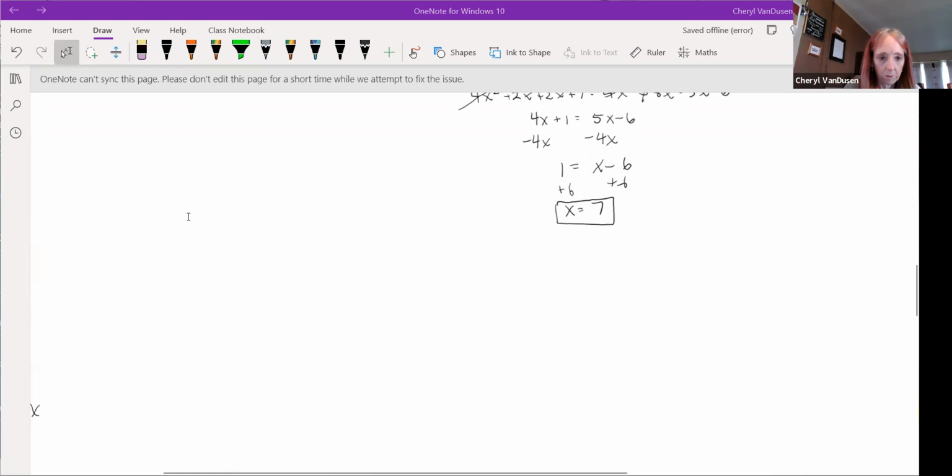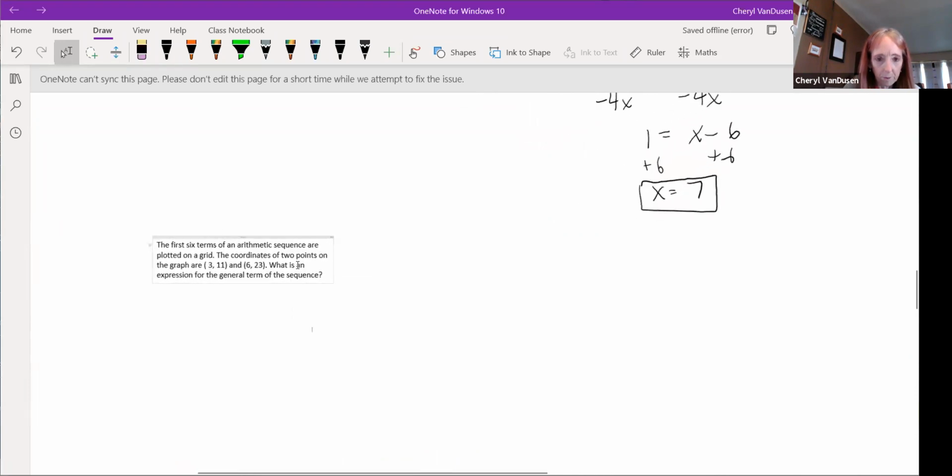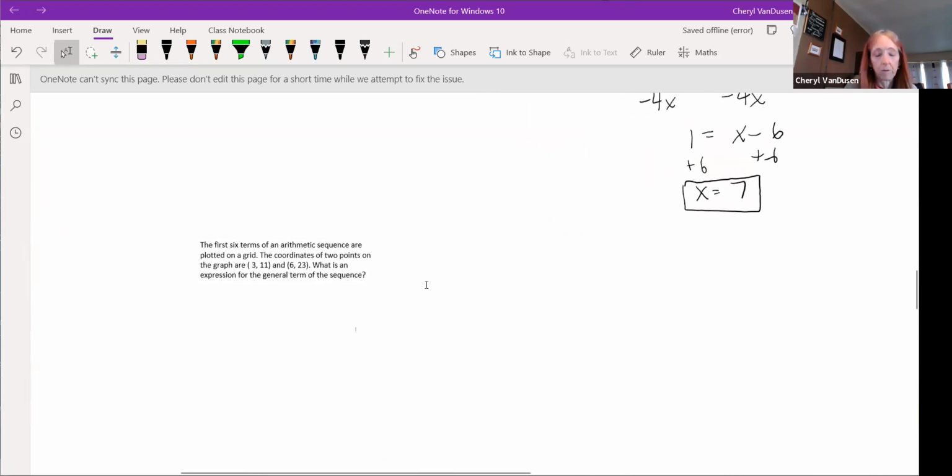All right. So it should come up nice and clearly on the board. And it's not as big as I'd like, so I'm just going to make it a little bit bigger. Hopefully that's okay. If you are here and you can't read that, let me know if it's too small. It says: the first 6 terms in an arithmetic sequence are plotted on a grid. The coordinates of 2 points on the graph are (3, 11) and (6, 23). What is an expression for the general term of the sequence?